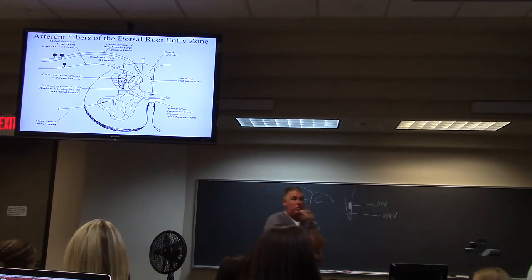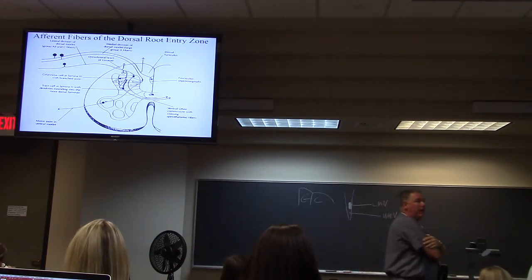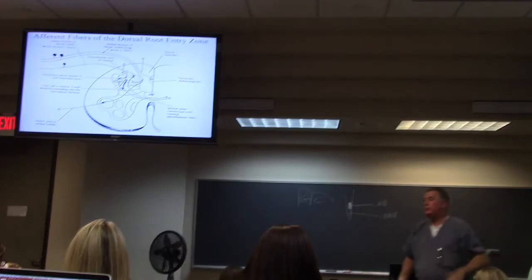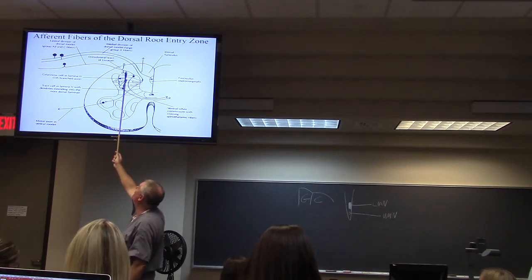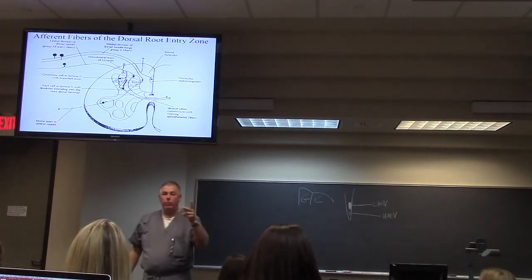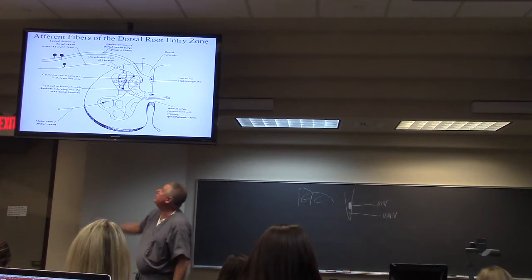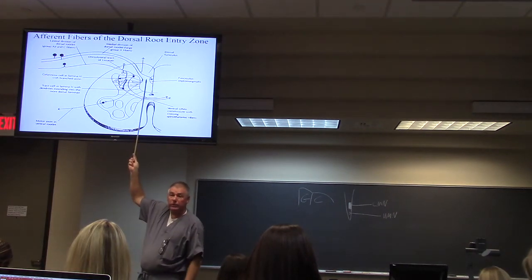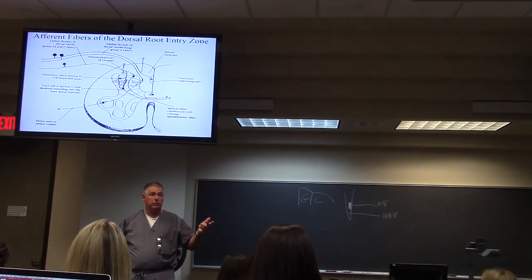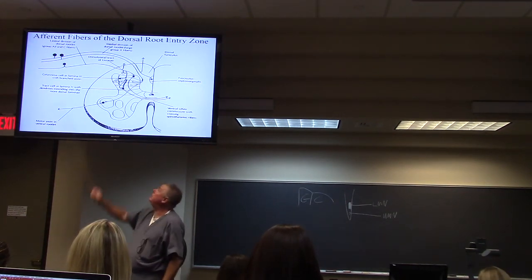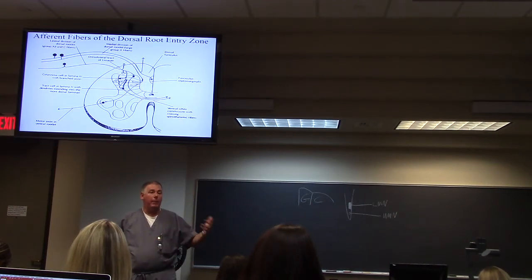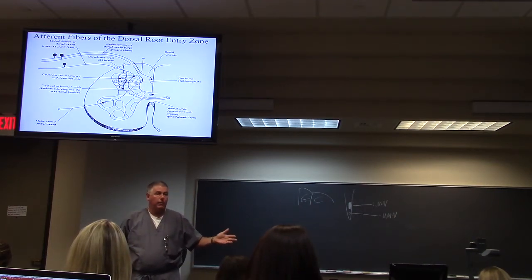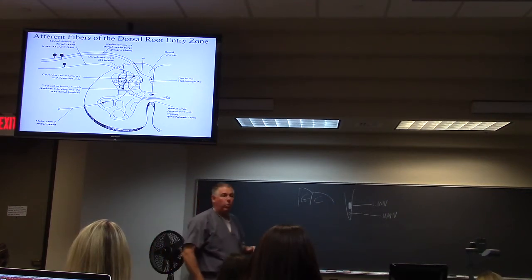Afferent fibers. Let's talk about the sensory tracts here for a minute. As we said, all sensory information comes in the dorsal root. And I've told you now about two systems. One is the dorsal column system, the other is the spinothalamic tract. The dorsal column being touch, the spinothalamic tract being pain and temperature. So here's how they enter the cord.